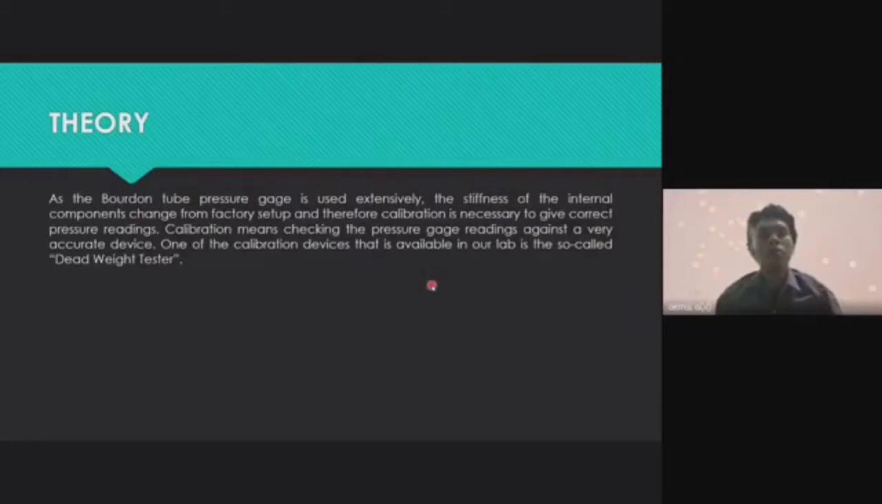As the Bourdon tube pressure gauge is used intensively, the stiffness of the internal components changes from the factory setup, and therefore calibration is necessary to give correct pressure readings. Calibration means checking the pressure gauge reading against a very accurate device. One of the calibration devices that is available in our lab is the so-called dead weight tester.